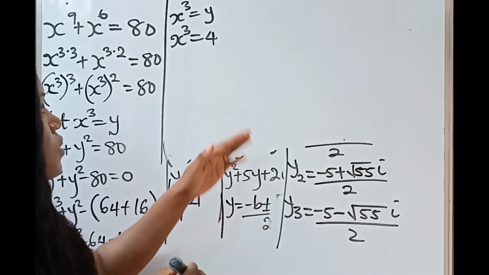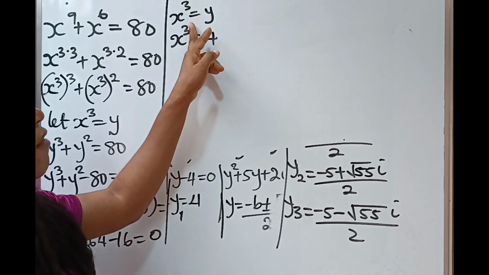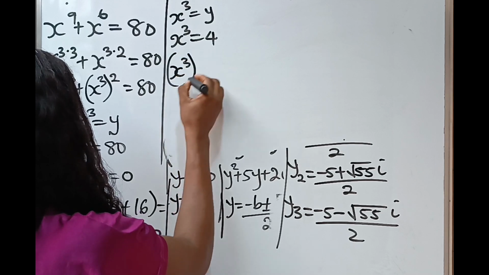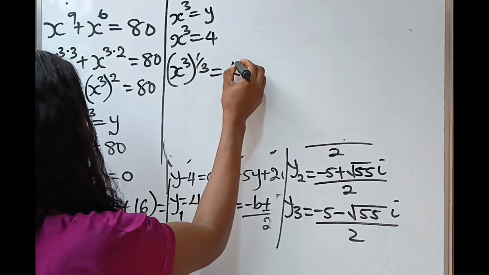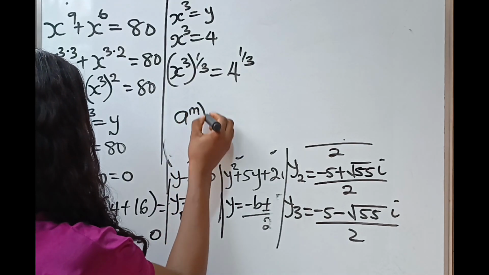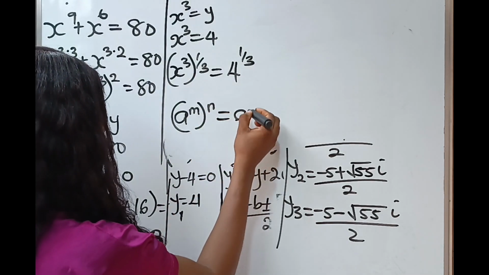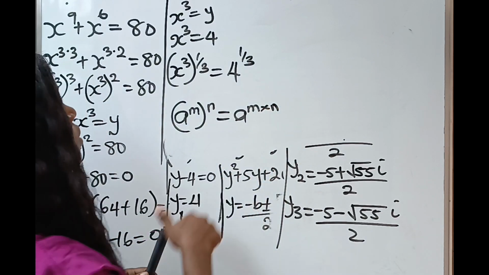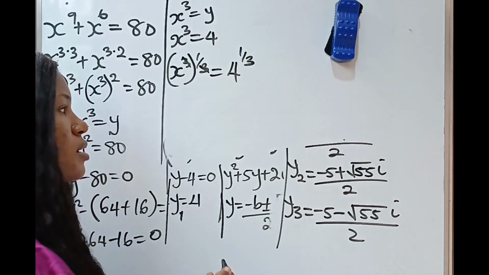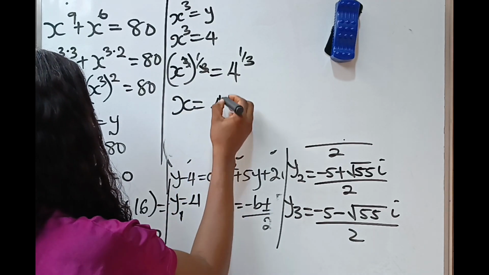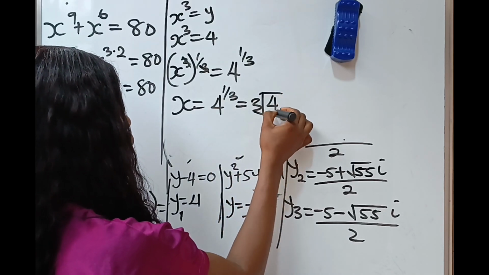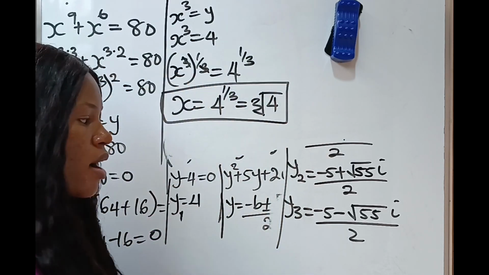Now, to get the value of x, we are going to raise each side to the power of the inverse of 3, which is 1 over 3. So we have x to the power of 3 raised to the power of 1 over 3 is equal to 4 raised to the power of 1 over 3. Now, when you have a to the power of m raised to the power of n, it is equal to a to the power of m times n. So that simply means that this will multiply this to give us x. So we have x equal to 4 to the power of 1 over 3, which is also equal to the cube root of 4. Now, this is the first value of our x.